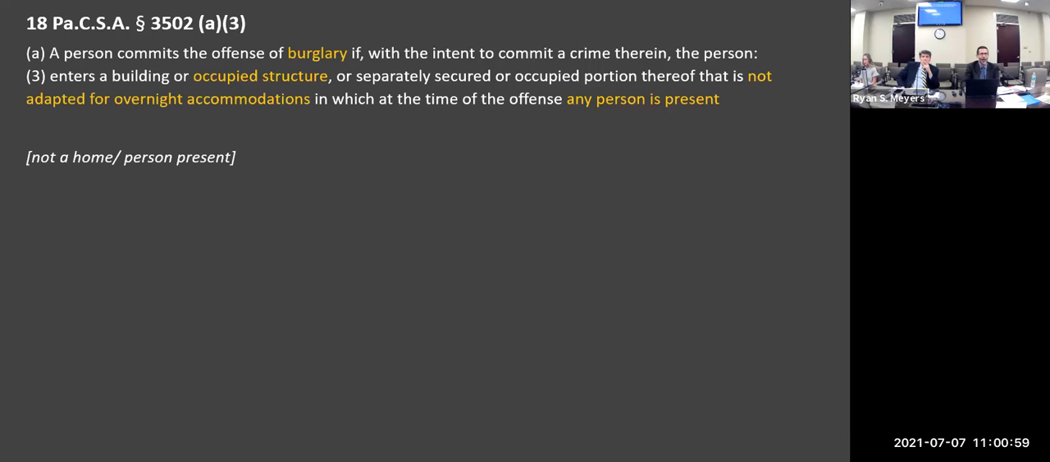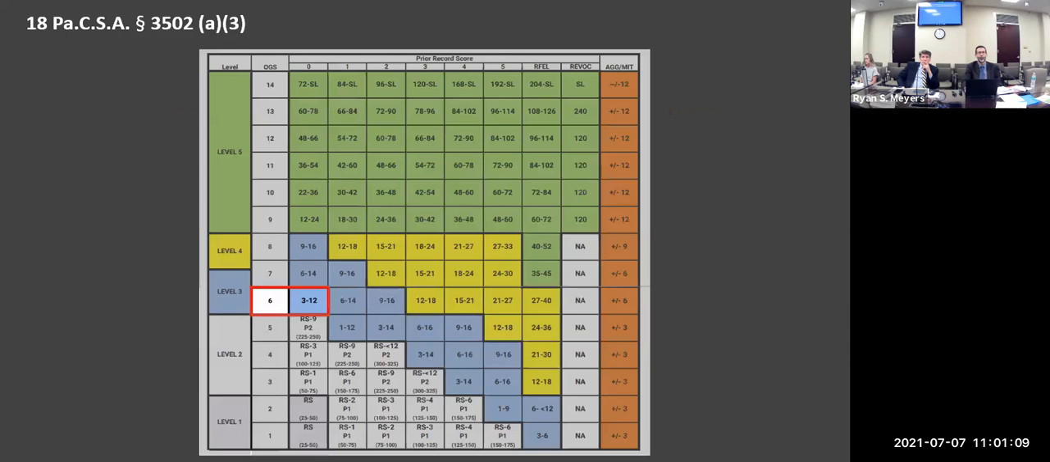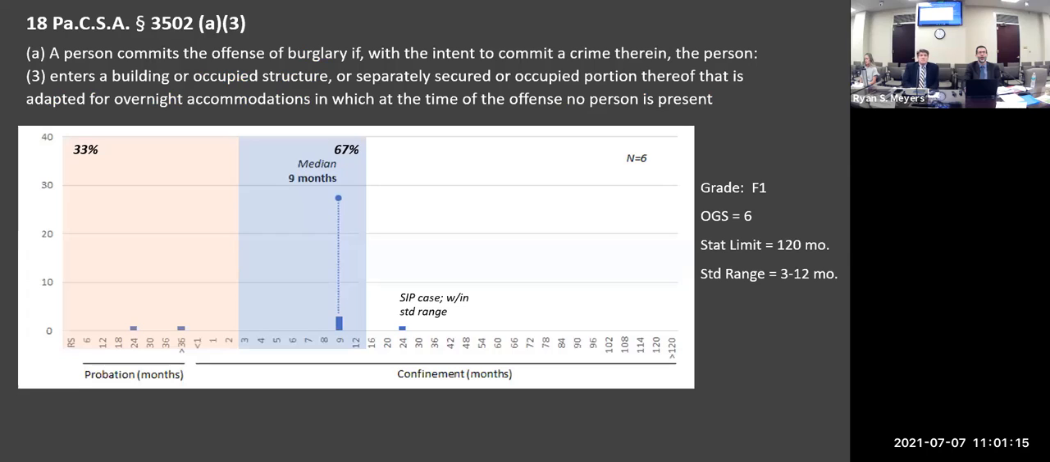Okay, moving to not a home, but person present. So this is A3. So we looked before at a home, no person present. Now it's not a home, but the person is present. This is an OGS 6, 3 to 12 months standard range. We only had an N of 6, but the median is 9 months. And we see a range of some probation and then some confinement sentence.